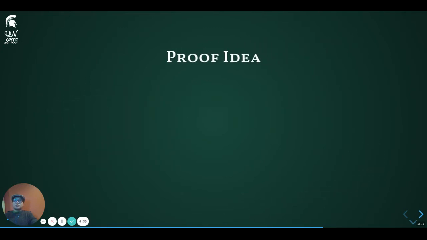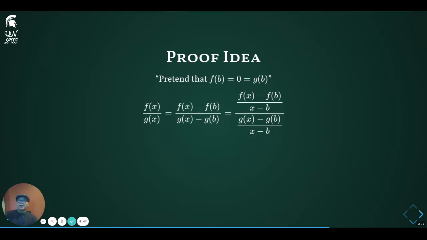We will begin with a discussion of the basic proof idea. First, we will pretend that f and g are both defined at the point b and are equal to their limits. In other words, they are both 0 there. For an x in the domain, we can then try to rewrite the ratio f over g. First, as f of x minus f of b divided by g of x minus g of b, using that f of b and g of b are both 0. And then, as the difference quotient of f centered at b divided by the difference quotient of g centered at b.